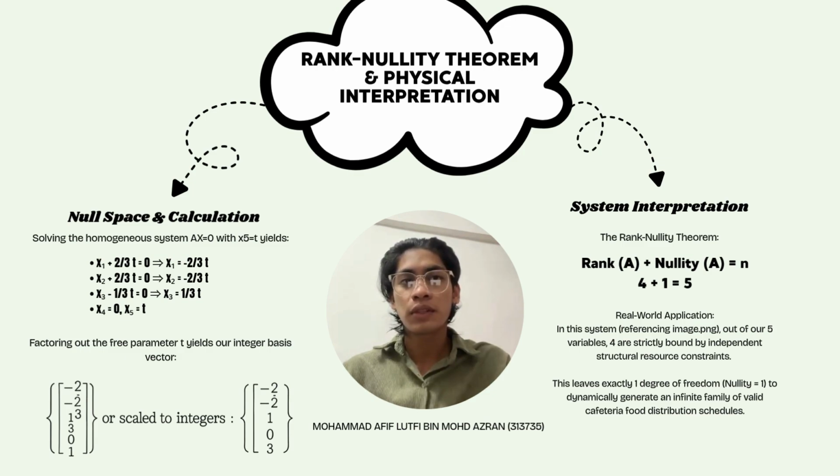In our practical model, the cafeteria food distribution project, our 5 structural variables are heavily constrained. Specifically, 4 of them are strictly bound by physical resource and system boundaries, which represent our rank. However, because our nullity is exactly 1, we are left with 1 degree of freedom.